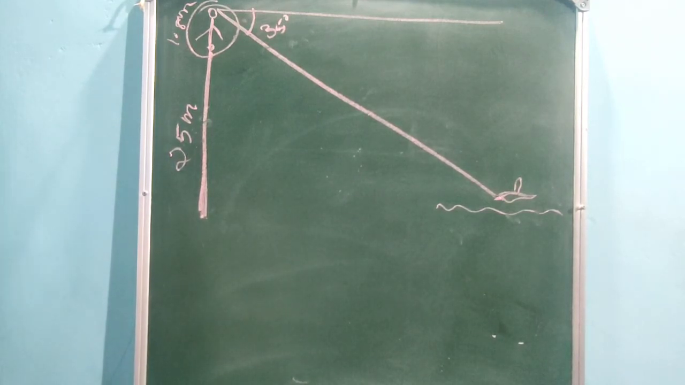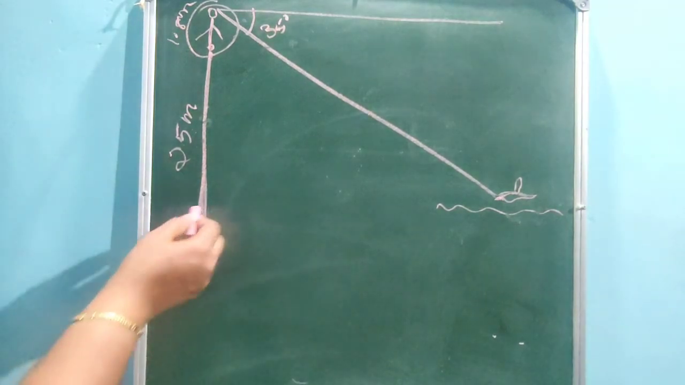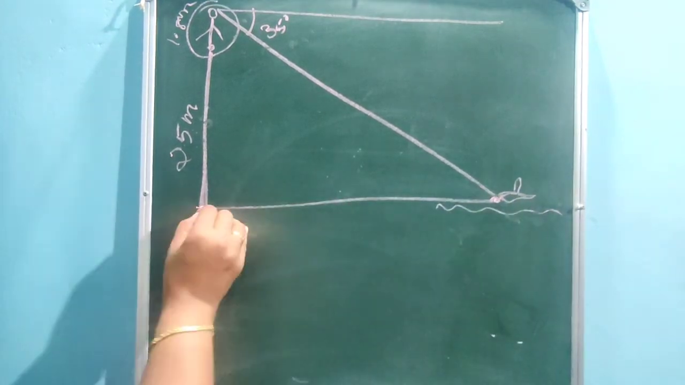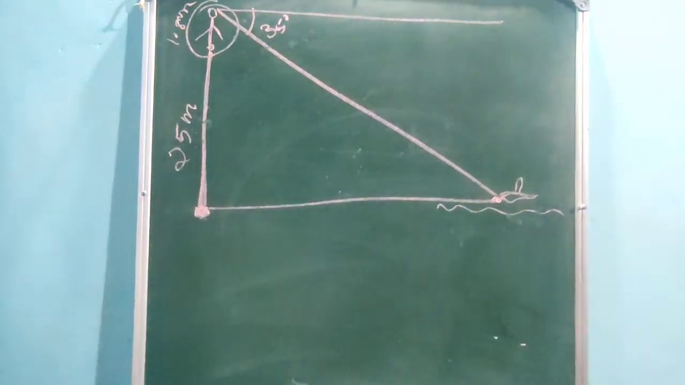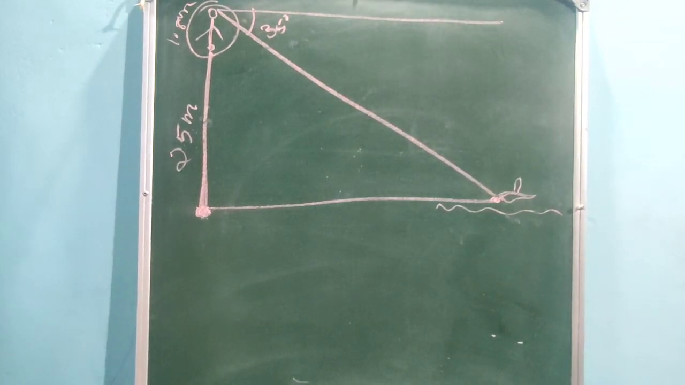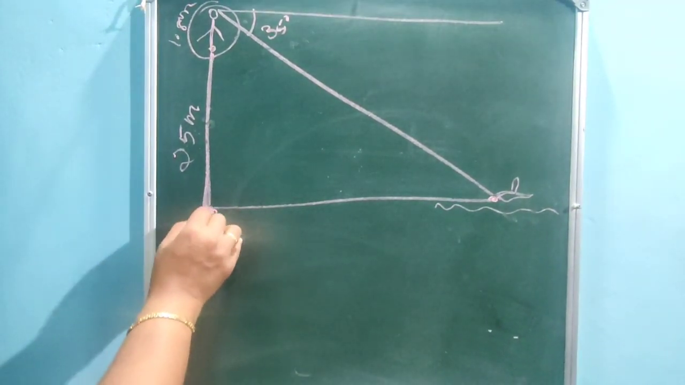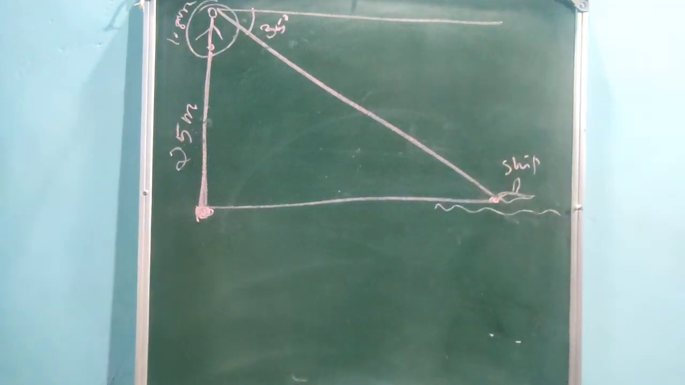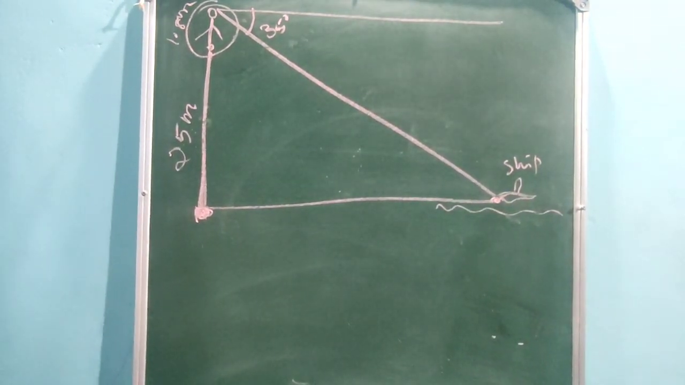And how far is it from the foot of the lighthouse? This ship is how far from the foot of the lighthouse? That is the distance between the foot of the tower and the ship. This is our ship. Let us find out that.